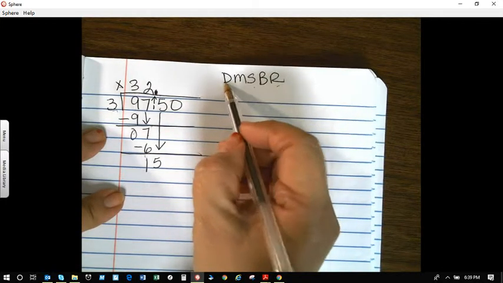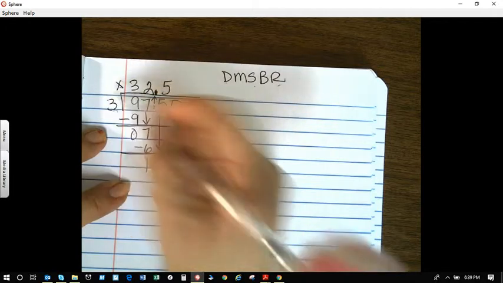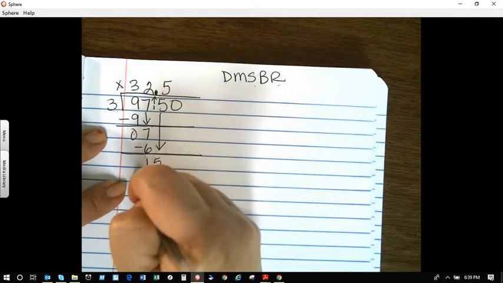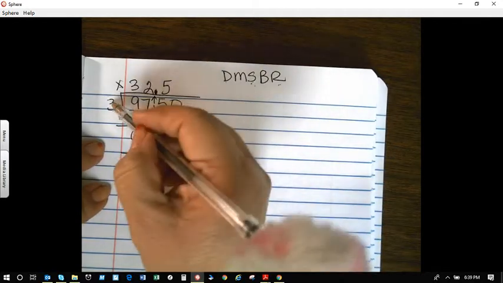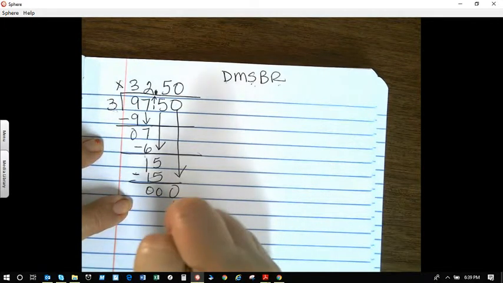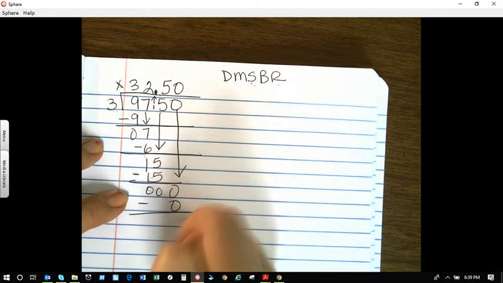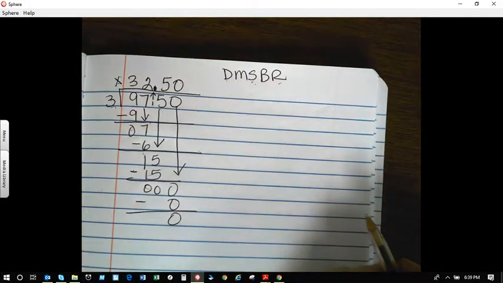So there's my bring down. Now I'm going to divide. How many groups of 3 can go into 15? I know that's going to be 5 times. Now I'm going to multiply. 5 times 3 equals 15. I'm going to subtract out. It's 0. Bring down my 0. Now I'm going to divide. How many groups of 3 go into 0? 0 groups, because 0 times 3 equals 0. I'm going to subtract it out, and I have a remainder of 0. So my answer is $32.50.